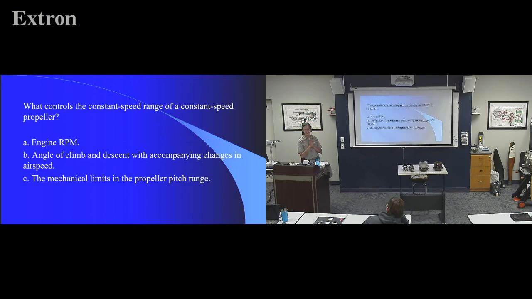Sydney. What controls the constant speed range of a constant speed propeller? Engine RPM, or angle of climb and descent with accompanying changes in airspeed, or the mechanical limits in the propeller pitch range? Excellent. That is mechanical limits.